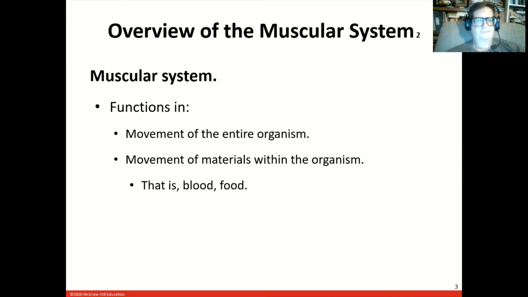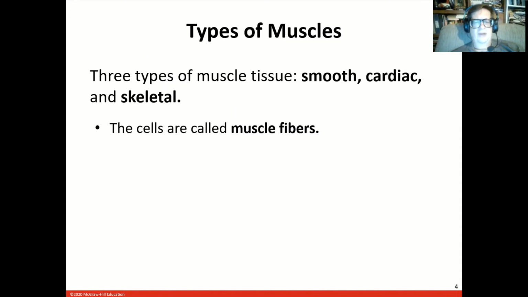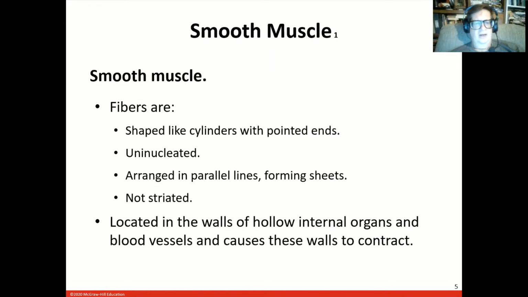Let's move on. The muscular system helps us move, and it's not just moving us; it's moving blood and food inside of us. All right, so three types: smooth, cardiac, and skeletal. We already said that. The cells, because they're long and thin, are called muscle fibers. Smooth muscle fibers are kind of like a long tube, but they're pointed at the end.